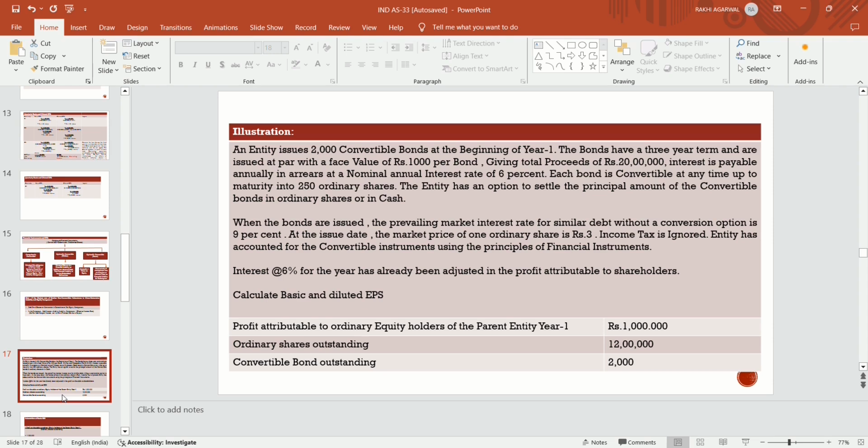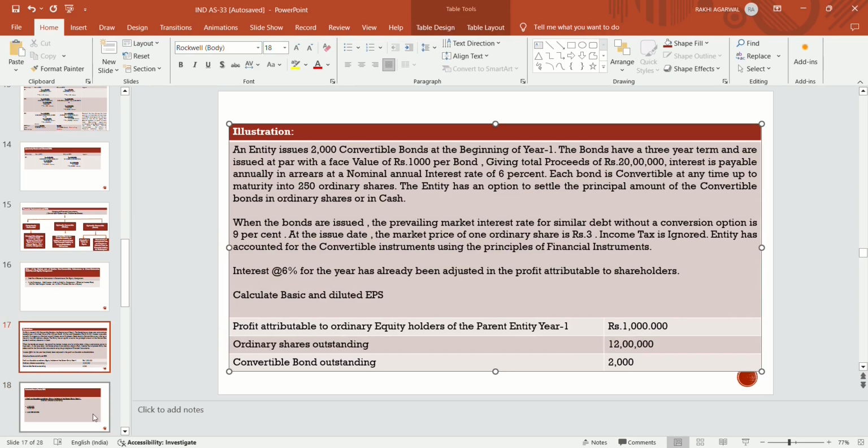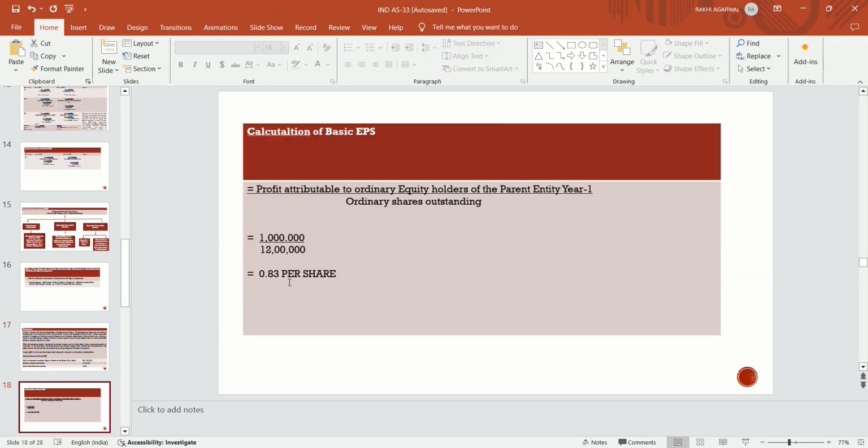Profit attributable to the ordinary holders of the parent entity in year 1 is given, that is 10 lakhs. Ordinary shares outstanding are 12 lakhs, and convertible bonds outstanding are 2000. Now we will calculate the basic EPS. Basic EPS is profit attributable to the ordinary equity holders of the parent entity in year 1 divided by ordinary shares outstanding. In this case, 10 lakhs divided by 12 lakhs, so it becomes 0.83 per share.